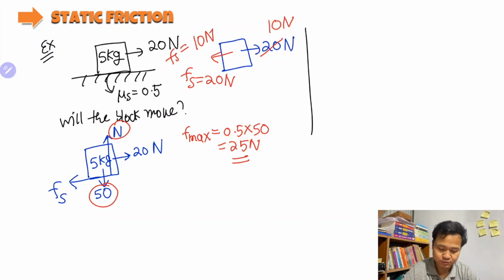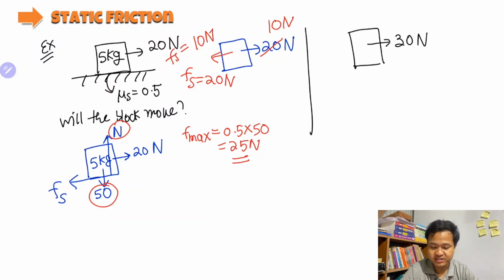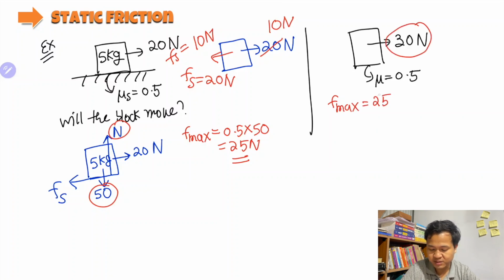So in this same question, what will happen if I put the external force to be 30 Newton? Everything is the same. 5 kg, so mu is 0.5, and the maximum friction is 25 Newton. With a heavier external force, it exceeds the maximum friction. So now the friction is not strong enough to hold the body at rest, so the whole thing is going to move towards the right, with some acceleration.